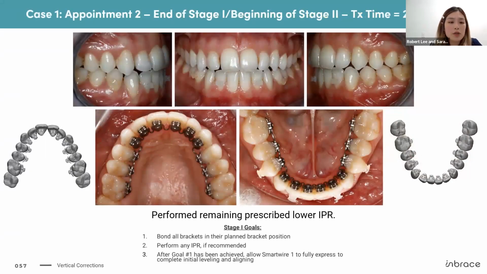So this is appointment 2. If we remember, all the brackets started off in their planned bracket positions. So we performed any IPR as recommended. And then the remaining goal for stage 1 is to allow SmartWire 1 to fully express and to complete the initial leveling and aligning. So at this point in time, we're pretty much at the end of stage 1 and ready to begin stage 2.